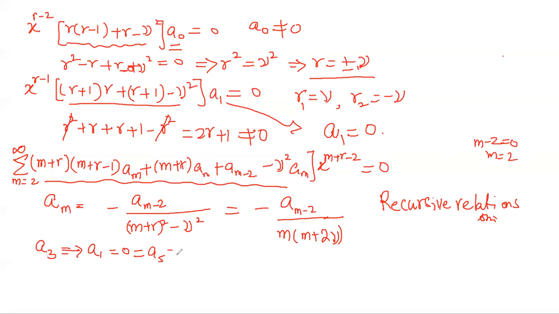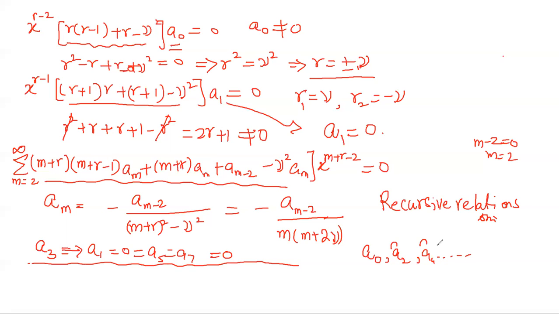Similarly, A5 will be equal to 0, A7 is equal to 0. So all the odd subscript terms will be equal to 0. The only terms which will remain are the even terms: A naught, A2, A4, these terms will exist. And all of these terms can be expressed in terms of A naught. So we will only have the even terms in the solution over here.